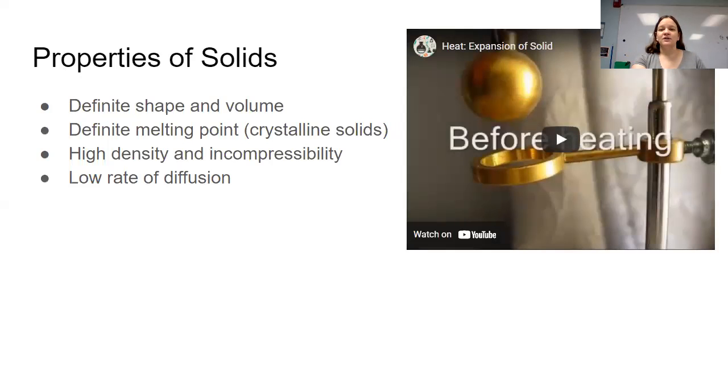The general properties of solids: they tend to have definite shape and volume. Of course, they're solids. The particles aren't moving around. So gases have no definite shape and no definite volume, right? They just expand to fill whatever container they're in. Liquids have a definite volume, but they take on the shape of whatever container. But solids tend to stay the same shape. The exception to that is when you change their temperature, they can expand or contract a little bit.